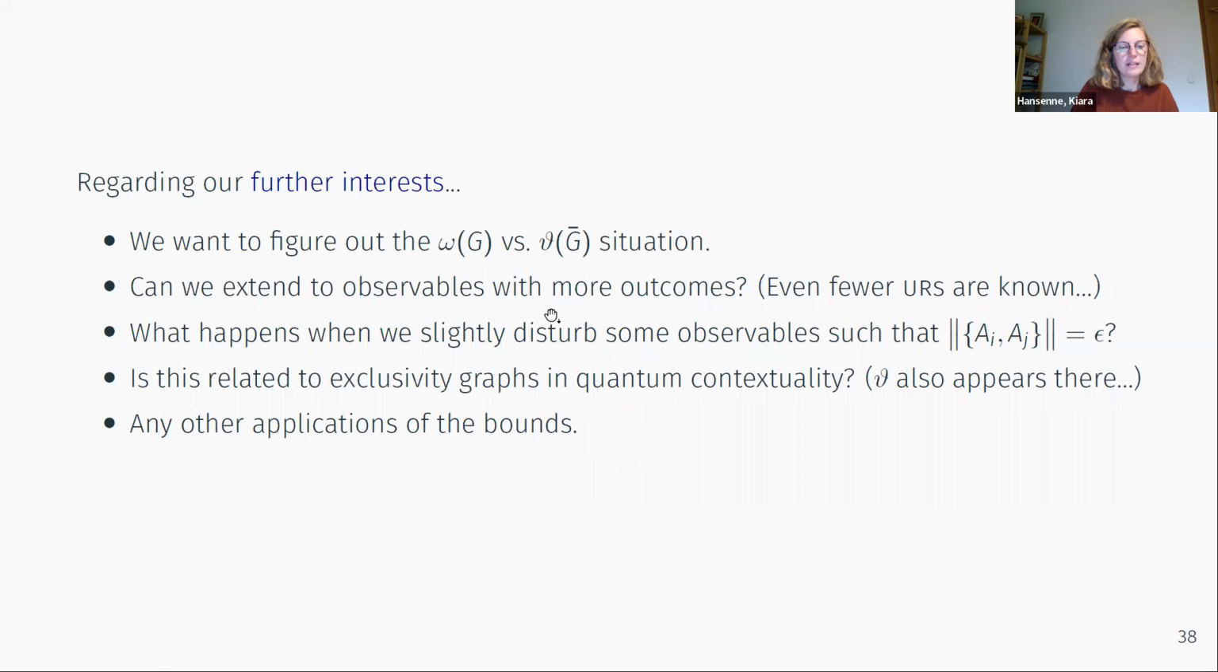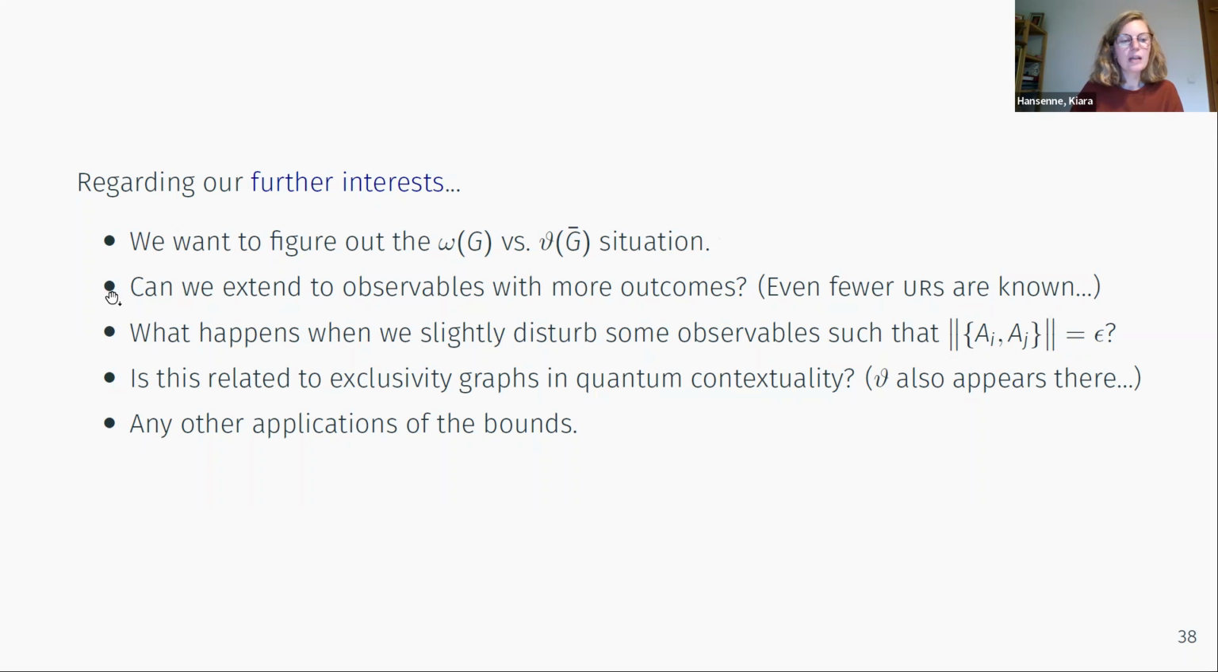So we're still interested in this problem, and we still work on this. The first obvious thing we're working on is to figure out what's happening with our conjecture. Is the clique number really the tight bound for the commuting case, or are we going to find some counterexample at some point? This is something we're still working on.